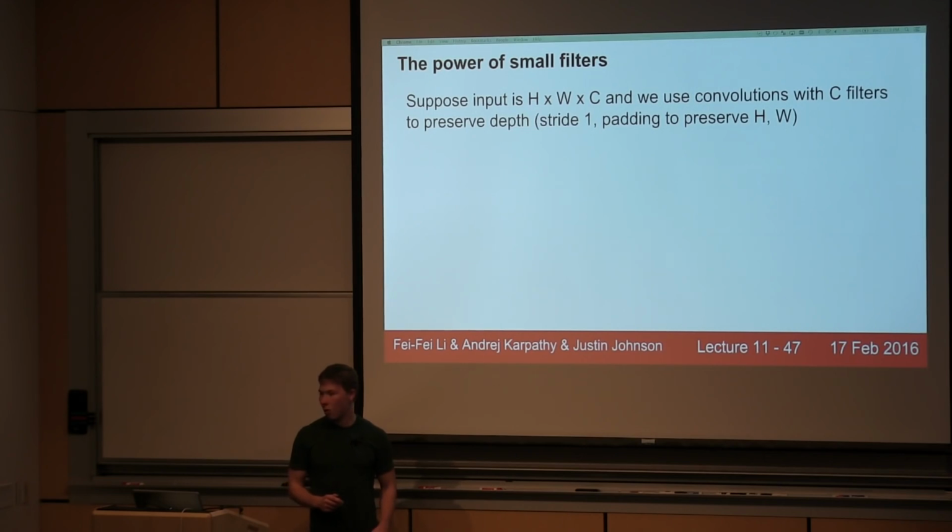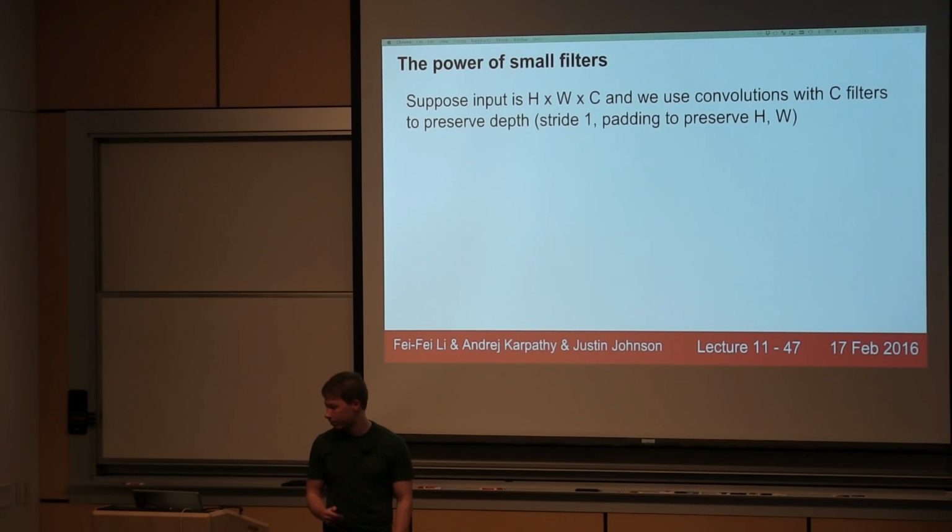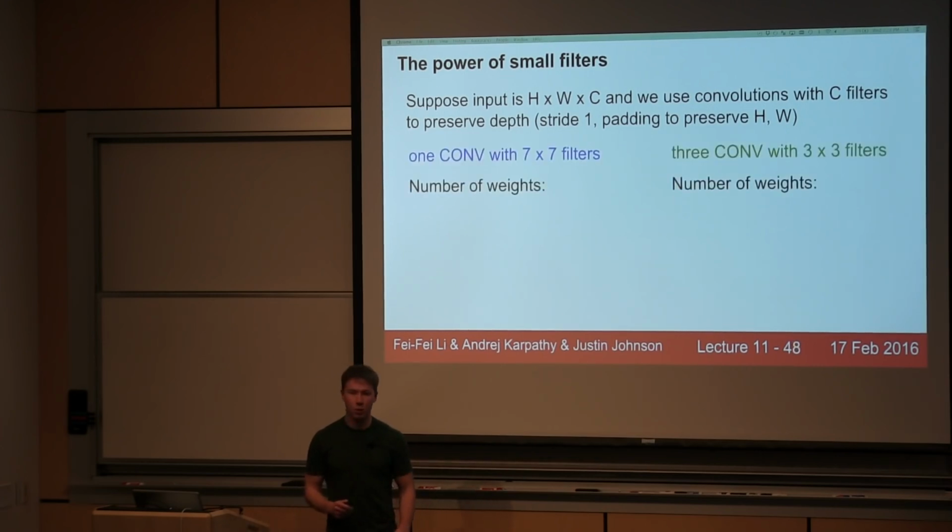Now we can dig further into this idea, and compare more concretely between a single 7x7 convolution versus a stack of three 3x3 convolutions. Let's suppose that we have an input image that's H by W by C, and we want convolutions that preserve the depth, so we have C filters, and we want them to preserve height and width, so we just set padding appropriately. Then we want to compare concretely the difference between a single 7x7 versus a stack of 3x3.